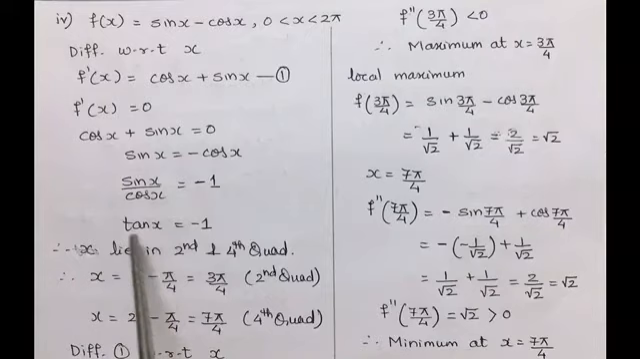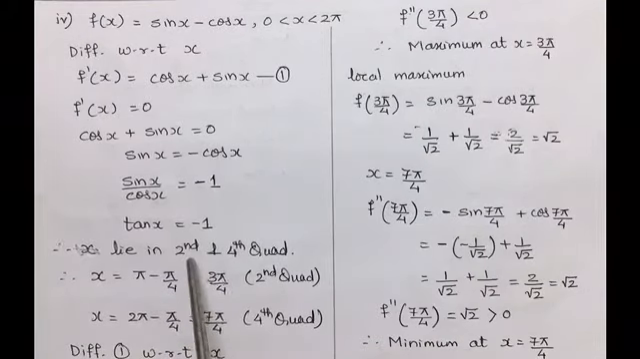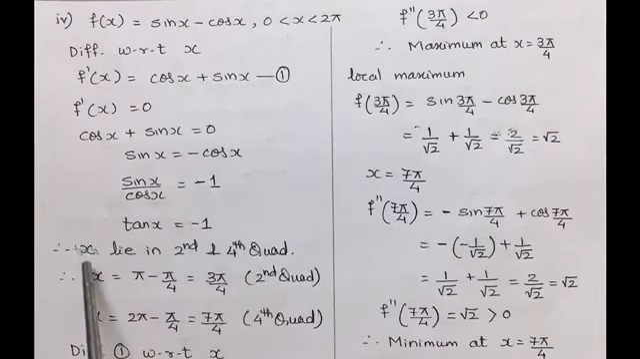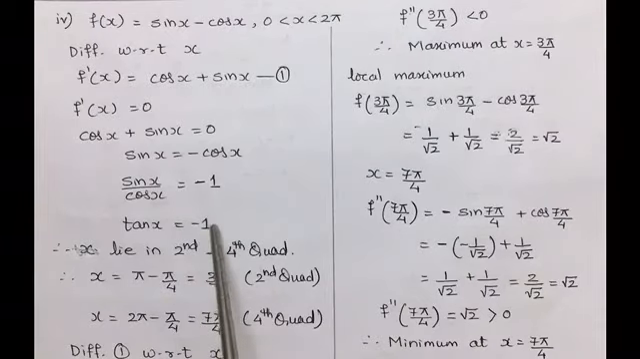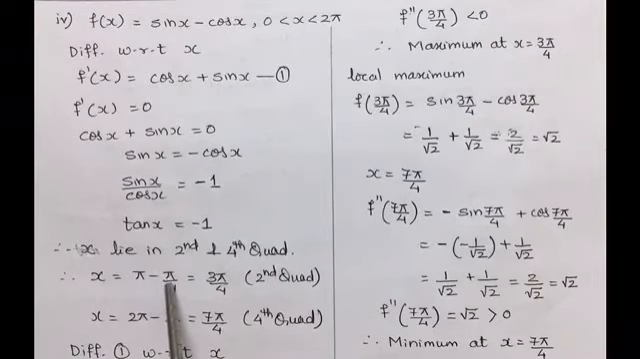Now as tan is negative, tan becomes negative in second and fourth quadrant. So x will lie in second and fourth quadrant. Now tan takes the value 1 when it is pi by 4. So the second quadrant is expressed as pi minus pi by 4. Taking out the LCM gives 3 pi by 4 as the value when it is lying in the second quadrant.